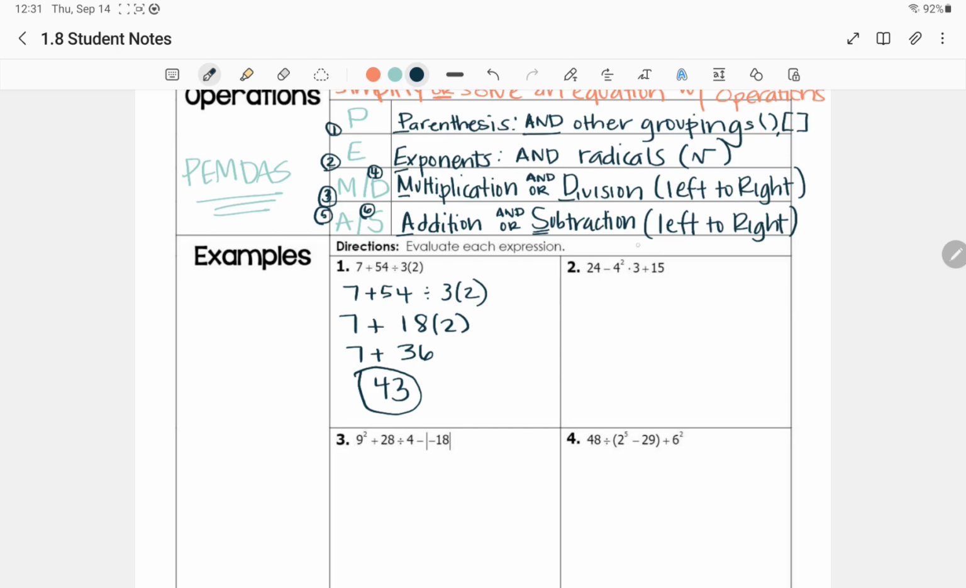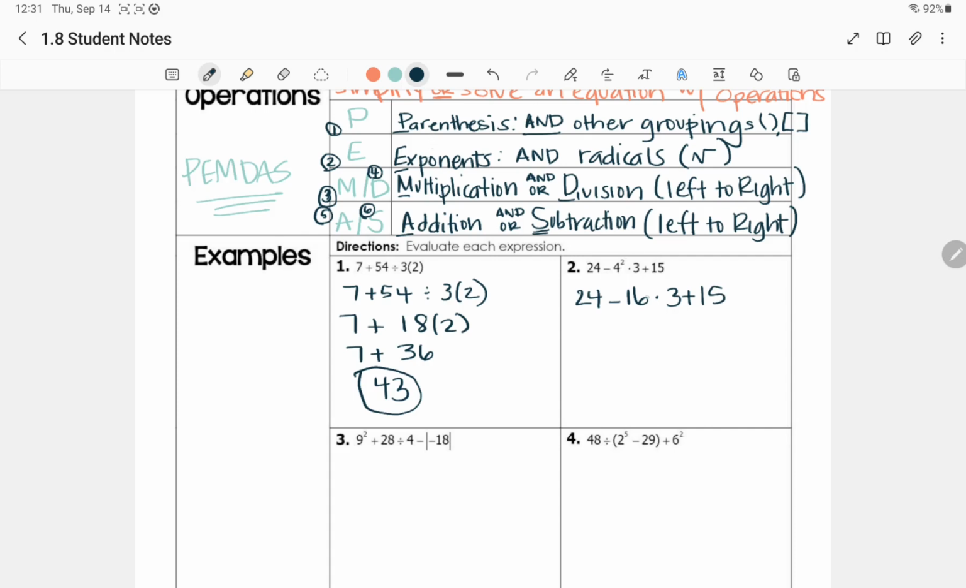Let's try this one. All right, no parentheses. But I see exponents. So I have 24 minus, and it's 4 to the second power. So that's 4 times 4. That's 16. And I'm going to leave everything else the same first. I try to leave things the same so that I can do them one step at a time. So I did my exponents first.